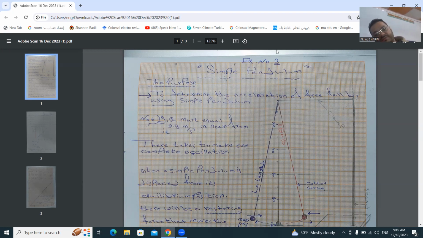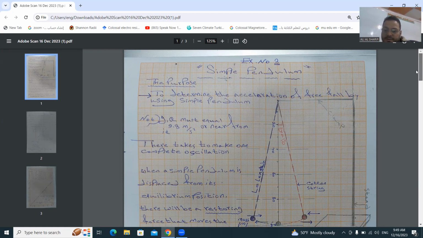Now let me start from the purpose. The purpose of this experiment is to determine the acceleration of free fall by using a simple pendulum. Like I said at the previous lecture, at some sources the acceleration is written like A, at another source it is written as g. All of these have the same meaning.